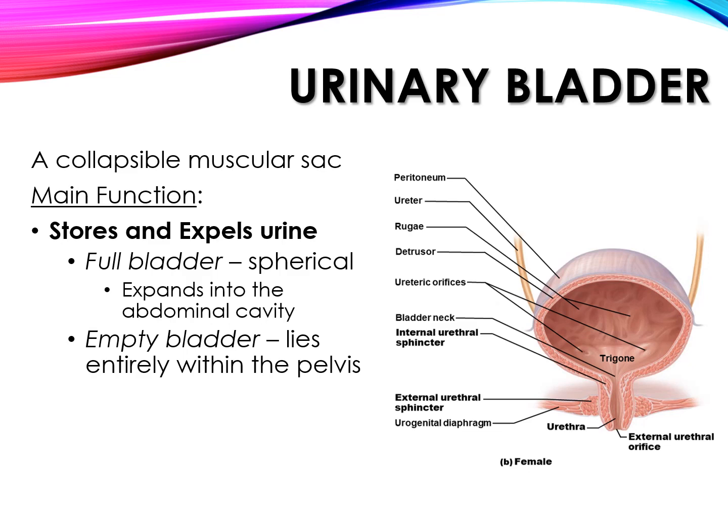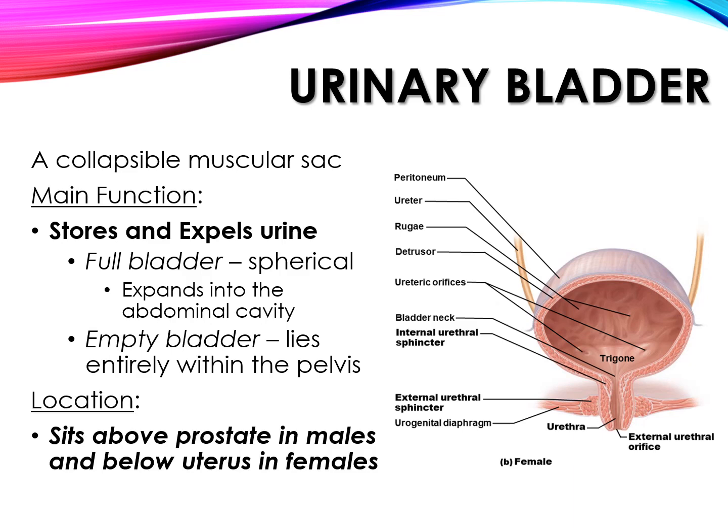So now that urine has made its way to the bladder, and pretty much the bladder is just this collapsible muscular sac. And the big thing about the bladder is its ability to distend and expand. So essentially, it's really just storing the urine until you can go to the bathroom, right? So its ability to distend or expand is very good.